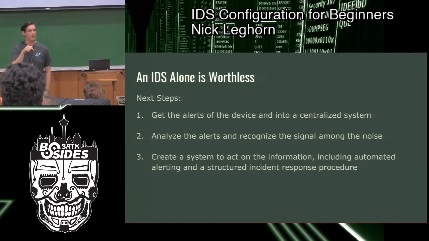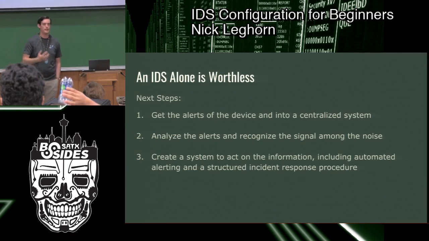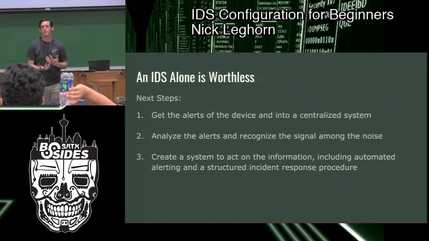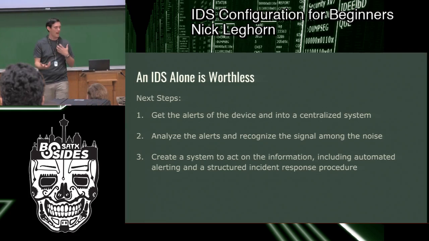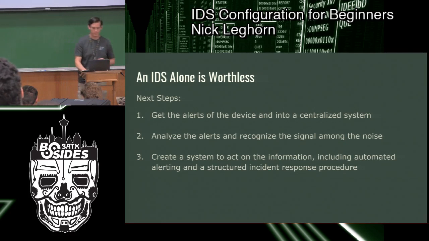You have to get that file off the box into some system where you're centrally locating everything. If you have six campuses you're trying to get information out of, how do you get that centralized? How do you analyze the threats and figure out the signal from the noise? How do you do an alert system? And how do you do the incident response based on that?